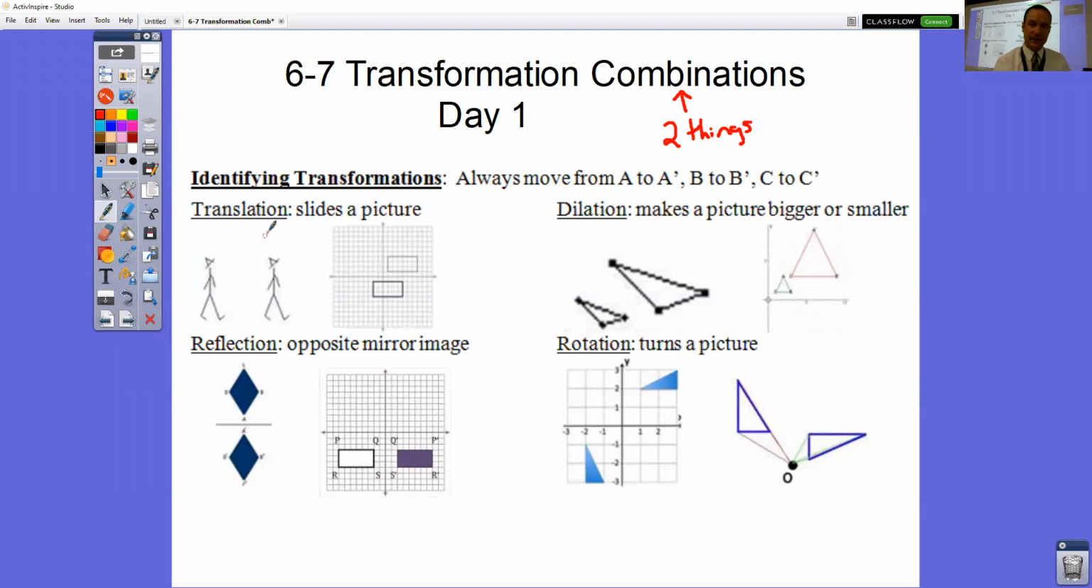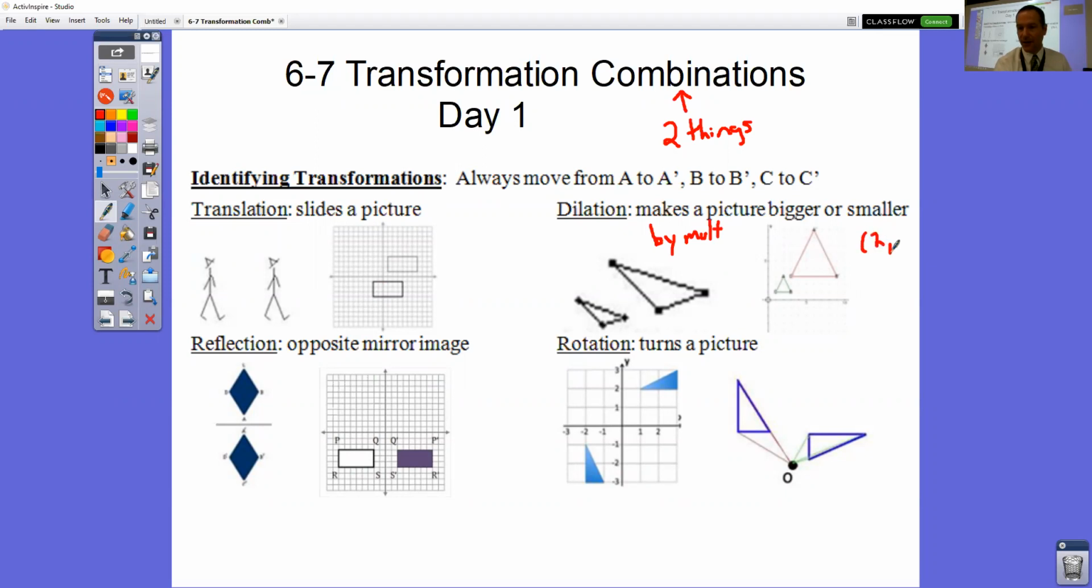Remember that a translation slides a picture. So you might go left or right and then go up or down. A dilation makes the picture bigger or smaller by multiplying. Remember that when you do a dilation, I think it's very important that you write down the coordinates.